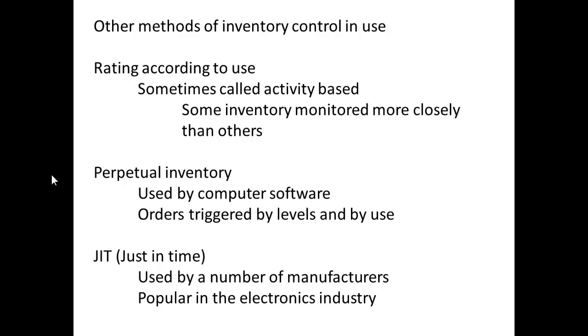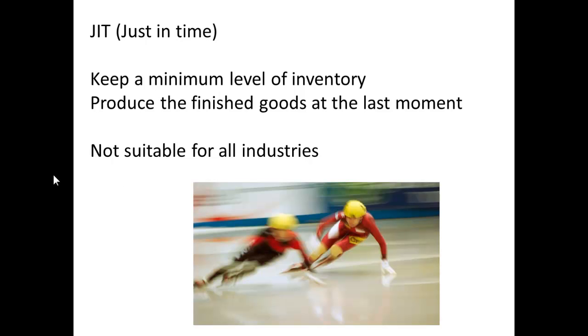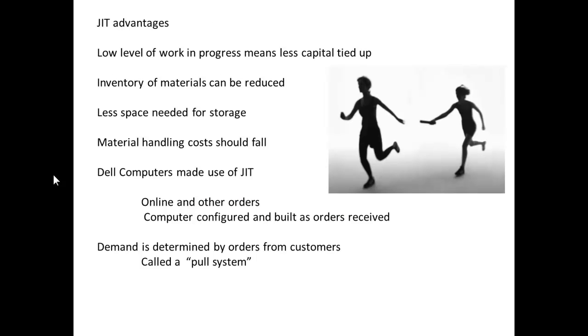A new idea which is coming in is what's called JIT, just in time, which is used by a number of manufacturers and is proving popular in the electronics industry. So, what's the idea of just in time? Well, just in time means let's keep a minimum level of inventory and we'll produce the finished goods at the last moment. It's not suitable for all industries, but it does have its advantages for some industries.